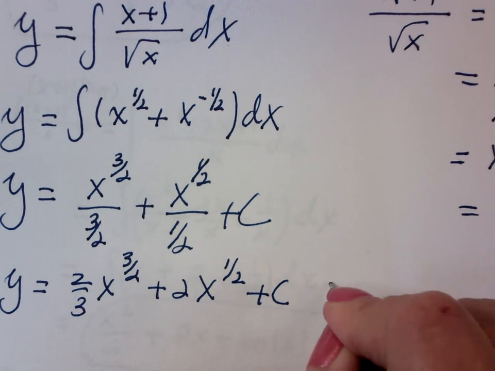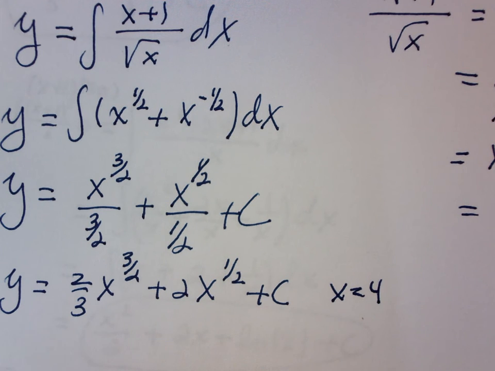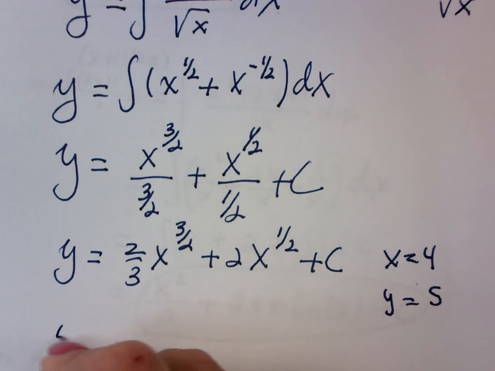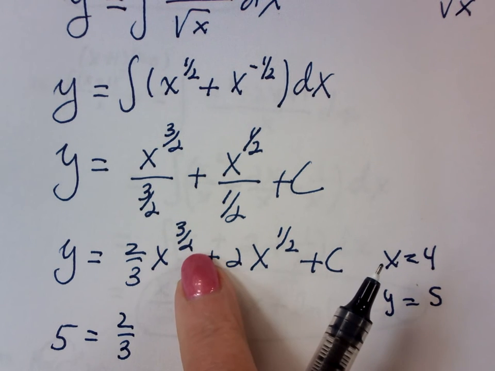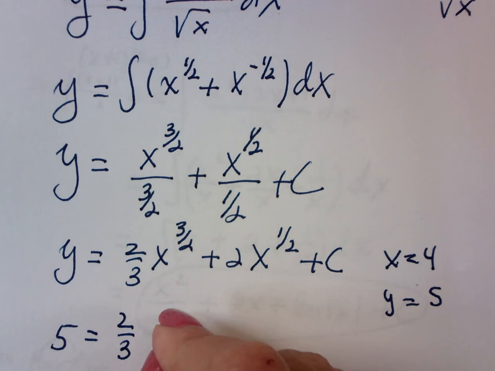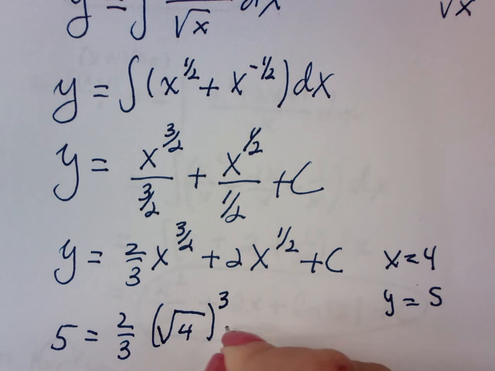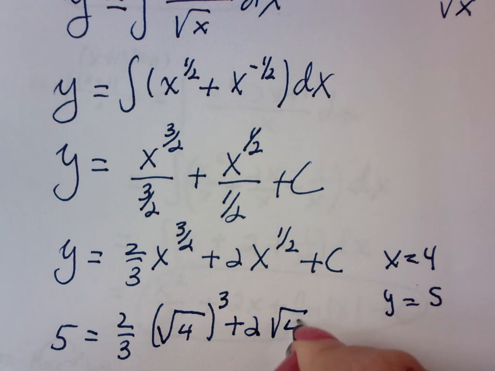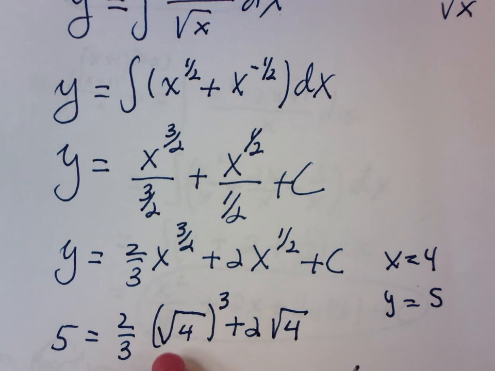They gave me that x is 4, which is very convenient, and y is 5. So that says that 5 equals 2/3. Now, the 3/2 is square root. So this is going to be the square root of 4 cubed plus 2, 1/2 is square root, square root of 4. Now, any questions about how I wrote it that way? Especially this guy. Why?